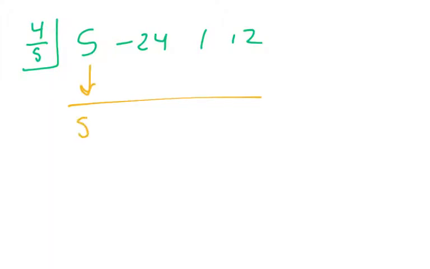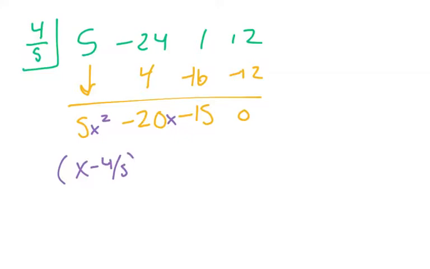So we bring down our 5. 5 times 4/5 is just 4. Add those together and we get negative 20. Multiply negative 20 times 4/5, and we get negative 16. Add that to a 1 and we get negative 15. Negative 15 times 4/5 becomes negative 12, and so we get 0, which we knew we'd get. Which means that 5x squared minus 20x minus 15 is the quadratic equation that, when multiplied by x minus 4/5, will get us back to that original cubic equation.